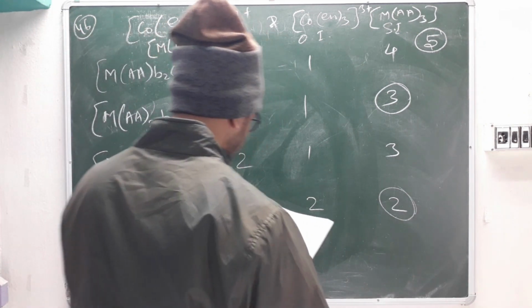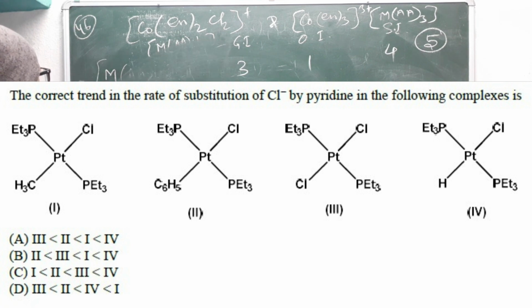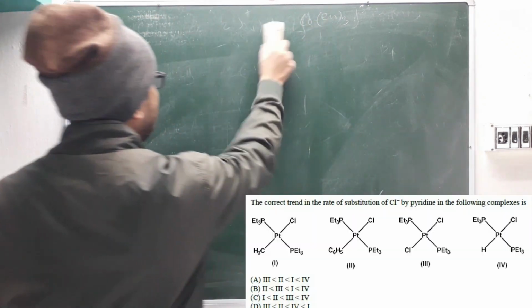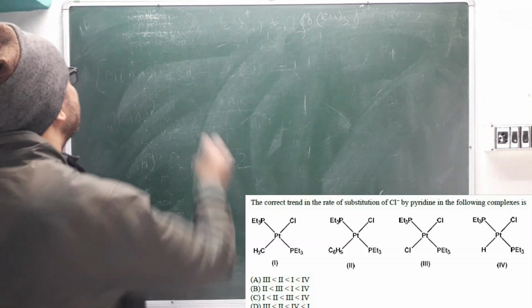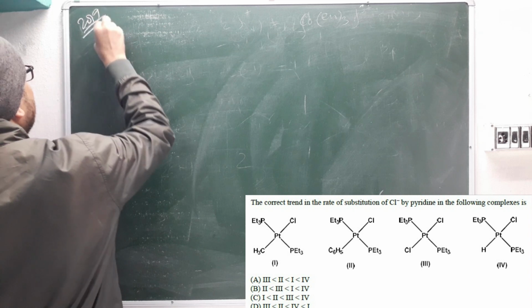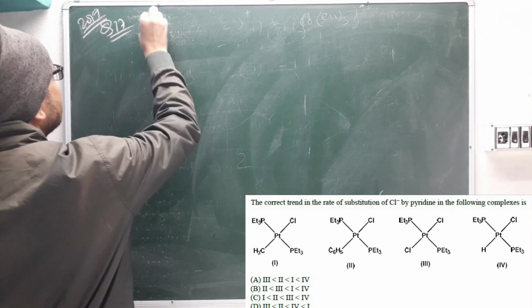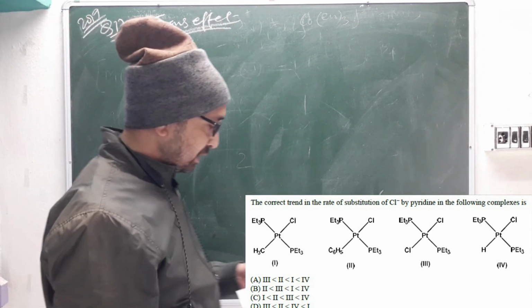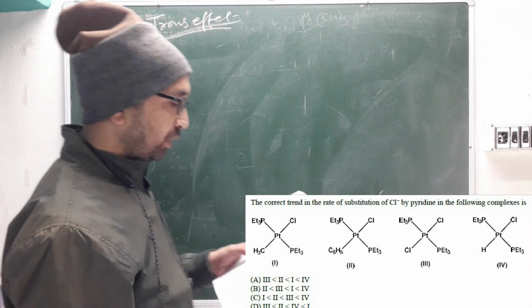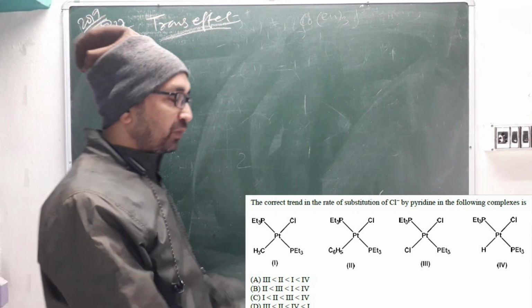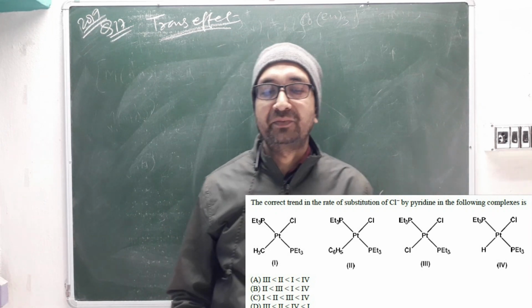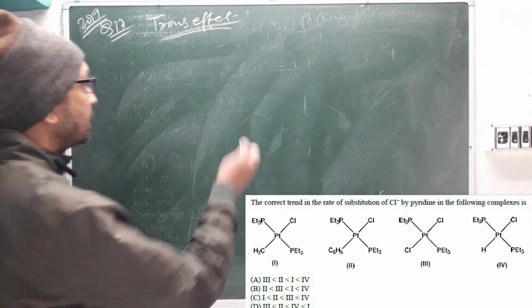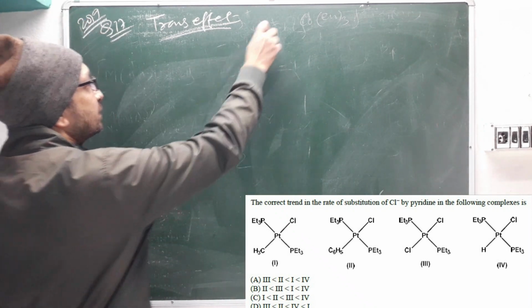Next is question number 17, from 2019, correct? 2019, question number 17. So 2019 we are solving now, question number 17. Here the concept that will apply is the trans effect. We'll see what the trans effect is. The question asks for the correct trends in the rate of substitution of chloride by pyridine in the following complexes. Before seeing this, we'll first discuss what the trans effect is and then come to the point. The trans effect generally takes place in square planar complexes.